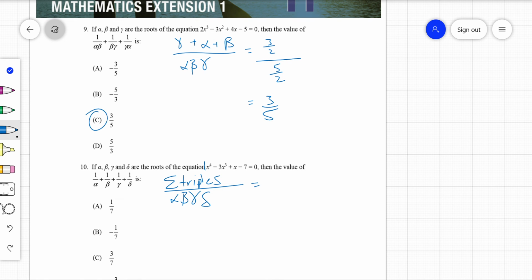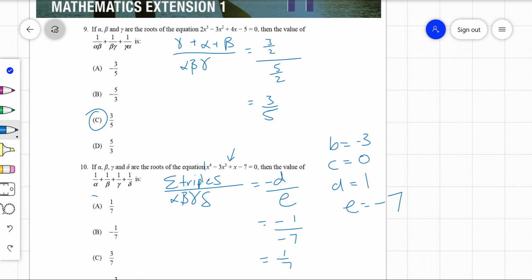C on a is doubles. Negative d is what I want for triples, and for quadruples, which is the product, I want E. Just be careful here, there's no x squared. So B is negative 3, C is 0, D is 1, and E is minus 7. So we're going to get negative 1 on minus 7, which is 1/7. So A will be my answer for that one. Hopefully that helped.